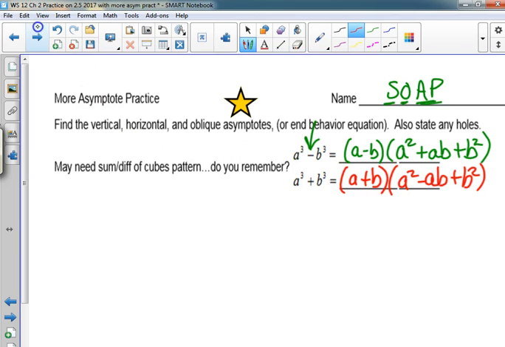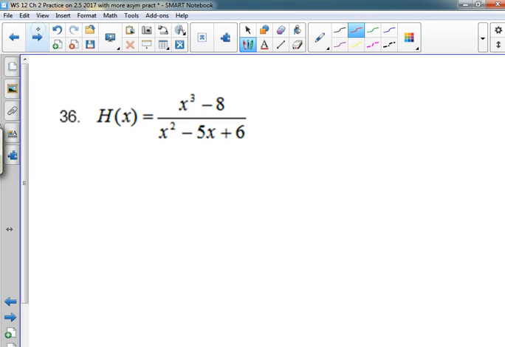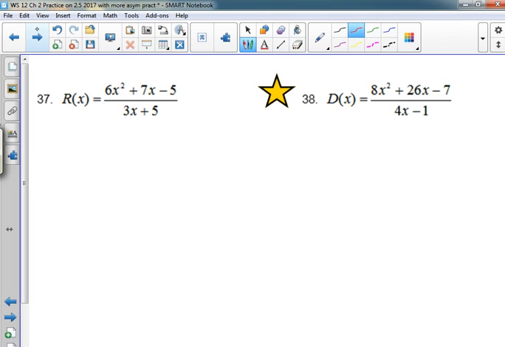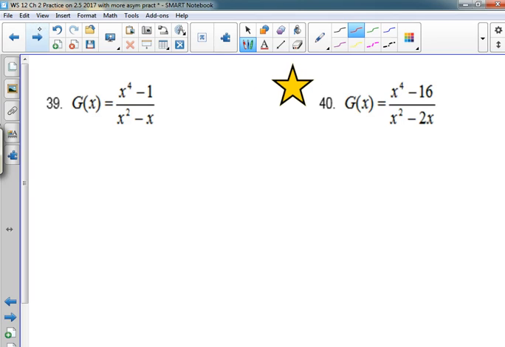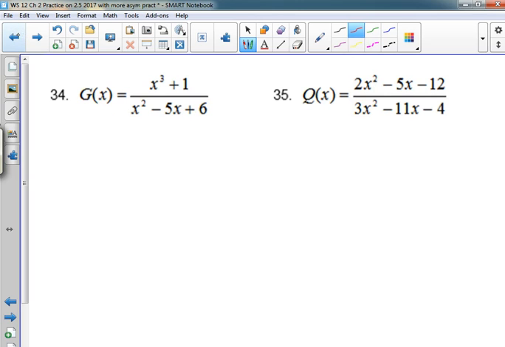Okay, so everybody got what they want on that slide? I am going to do number 38 and then 40. Neither one of those have cubics, do they? Here's a cubic, 36 and 34. I didn't assign either of those. All right, well, let's do 34, at least part of it.